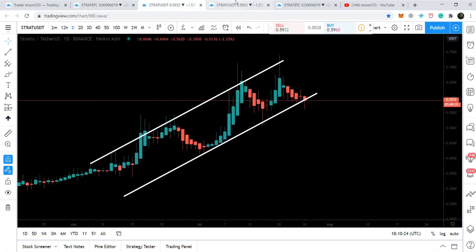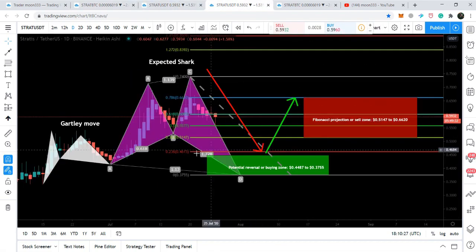Now, if we watch these harmonic moves, for example, this is Stratis with the US dollar pair, then it is forming the final leg of this bullish shark pattern. Before that, it has completed a gauntlet move, and after entering this potential reversal zone, it moved up, and during this powerful bullish divergence, it formed the next harmonic move, and that is an expected shark move. This is the initial leg. Then the price action retraced between 0.382 to 0.618 Fibonacci retracement level.